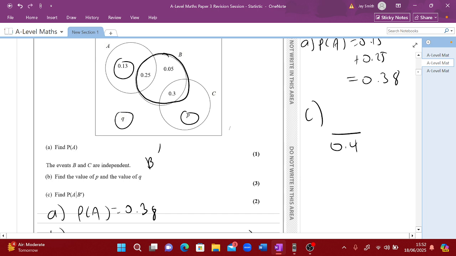So from these numbers, we also want a number that's in A. Well, in A, it's 0.13. So that's our probability. So 0.13 divided by 0.4 gets us 13 over 40, and that's our probability for part C. So I'd say that's P, A given not B. Again, that's what that symbol means as well. B dash, or anything dash, means not B.